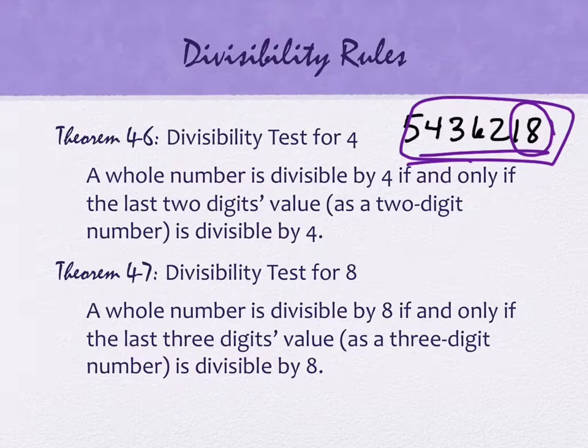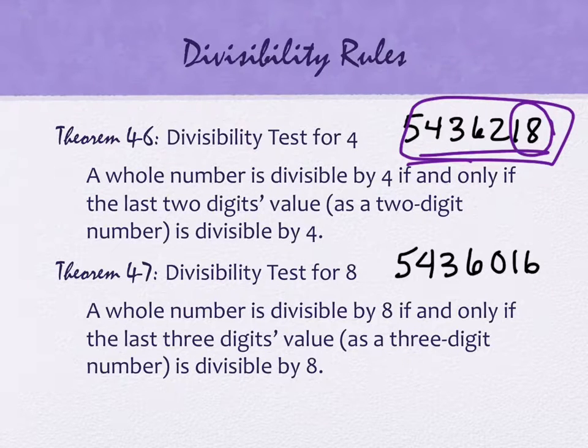That's similar to the 2's, right? In the 2's case, you only look at one digit. In the 4's case, you look at the last two digits. And for the 8's case, you look at the last three digits. Now, in some sense that's useful, and in some sense it's a little bit less useful than the others. For example, let's use this same one, 5, 4, 3, 6, and I'm changing the last three numbers.